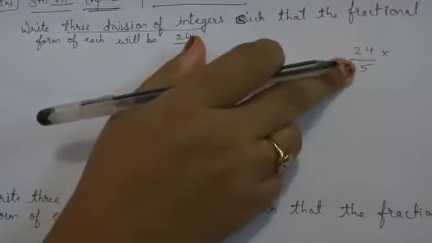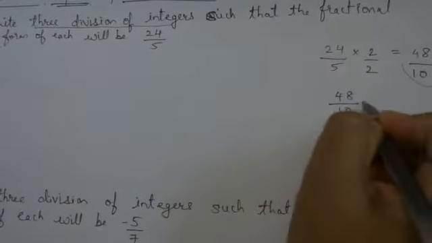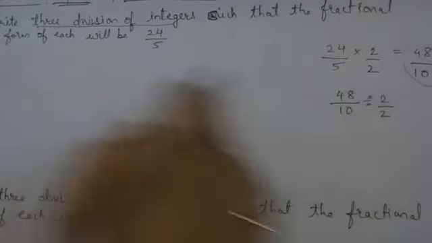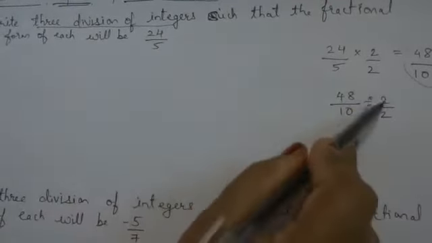First you can multiply by 2. So what will you get? 2 4s are 8, 2 2s are 4, so 48. 5 2s are 10. So you got 48 divided by 10. Children, if you divide 48 divided by 10 by 2, what will you get? If you divide 48 by 2, you will get 24. 2 4s are 8, 2 2s are 4, and in 2's table, 2 5s are 10. So you got 24 by 5.